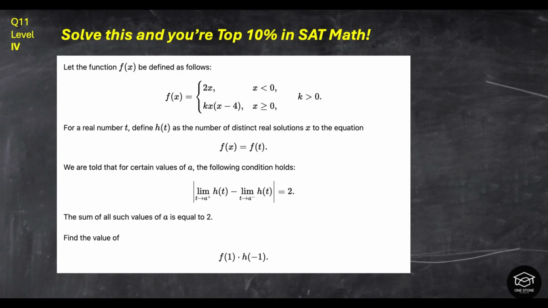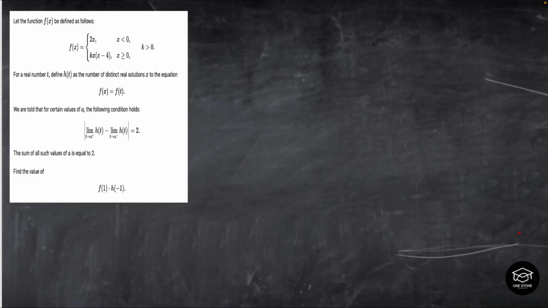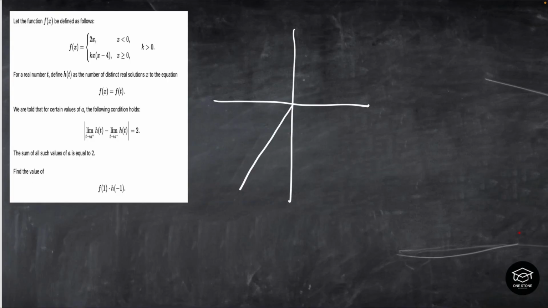All right, let's solve this step by step. First, let's sketch the graph of the function. For x less than 0, the graph is the straight line y equals 2x. For x greater than or equal to 0, the graph is a quadratic. It has roots at 0 and 4, and it reaches a minimum point at x equals 2.